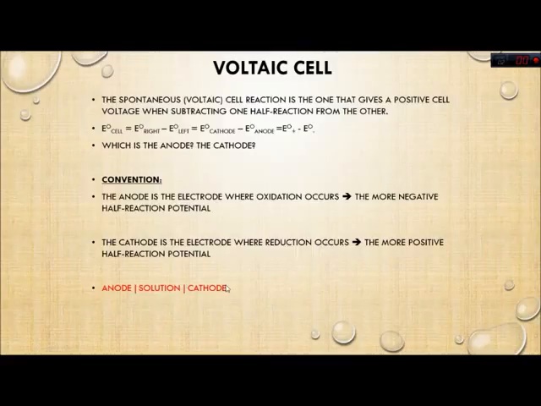And generally the cell is represented like this: anode. When you know which part is anode and which part is cathode, you need to write the cell in this form: anode, the solution content, and finally the cathode. These lines of separation show the separation between all the three parts. The solution acts as a bridge between the anode and cathode, what we call a salt bridge.